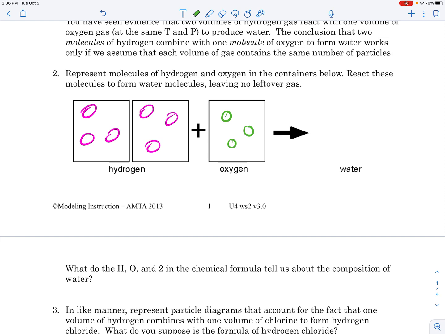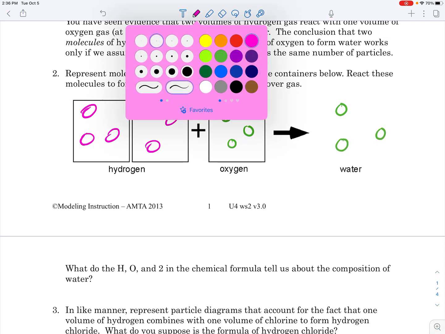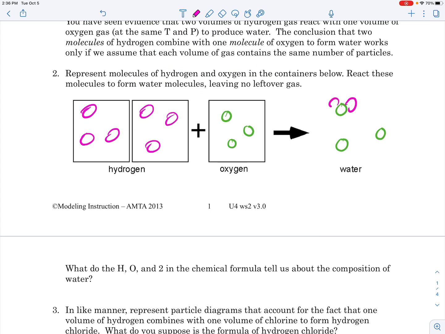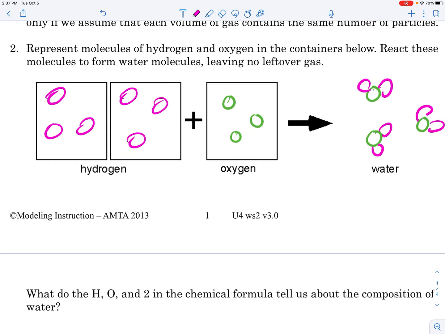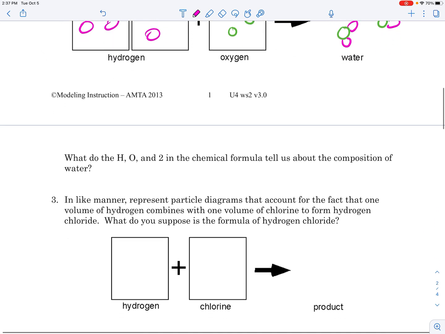And what we've got to do here is combine the hydrogen and the oxygen to make water. Water, we know, is H2O, and considering that it's H2O, we're going to have 2 hydrogens bonded with every oxygen, and that means we've used up all our hydrogen particles and used up all of our oxygen particles.